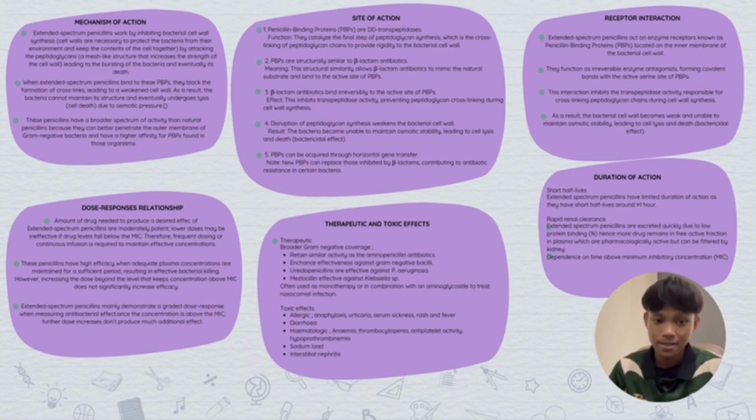Site of action. Penicillin binding protein is located on the cell membrane. It is a DD-transpeptidase which catalyzes the final step of cross-linking of the peptidoglycan chain. Beta-lactam antibiotics mimic the natural substrate and bind irreversibly to the active site of penicillin binding proteins. Now let's look at the receptor. The beta-lactam antibiotics and penicillin binding proteins function as irreversible enzyme antagonists, forming a covalent bond with the active serine site of penicillin binding proteins.